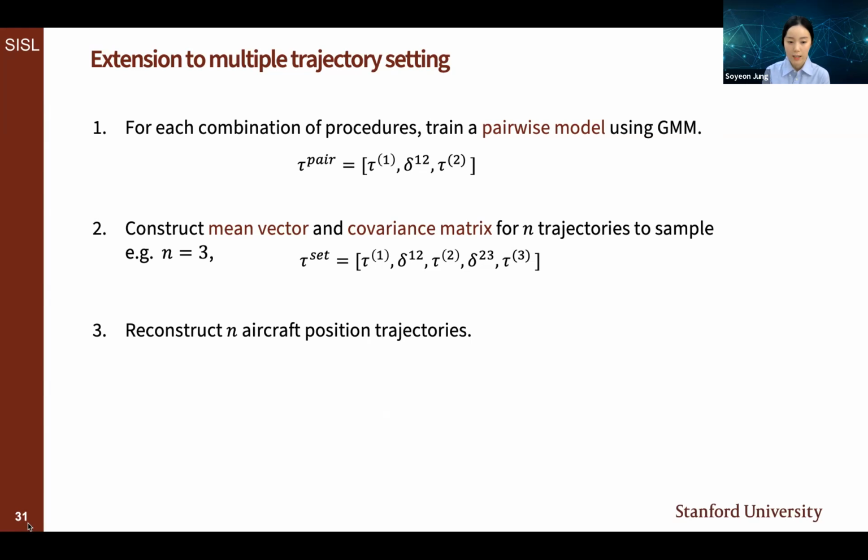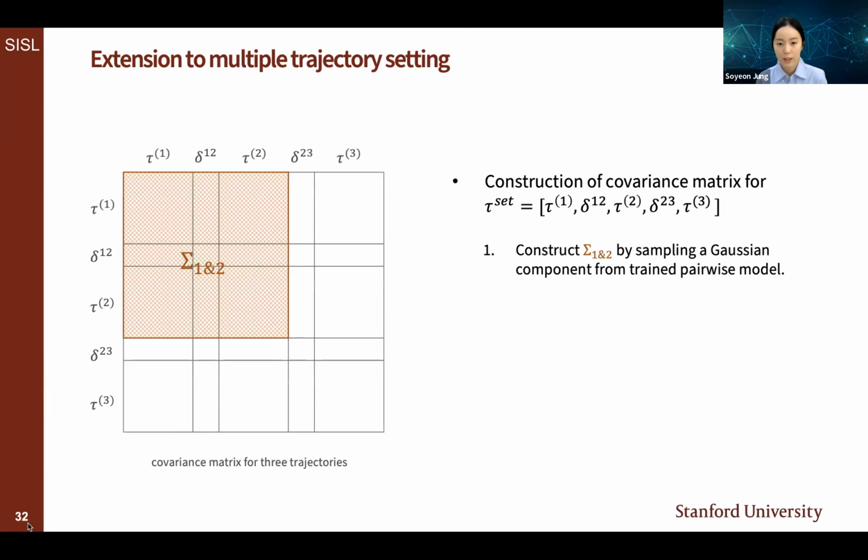In the next slide, I will elaborate on how to construct the covariance matrix of tau set for 3 trajectories. It starts with constructing sigma 1,2 subcovariance by sampling a Gaussian component from the trained pairwise model. So we have populated the elements of the covariance matrix that correspond to the pair of the first and second trajectories.